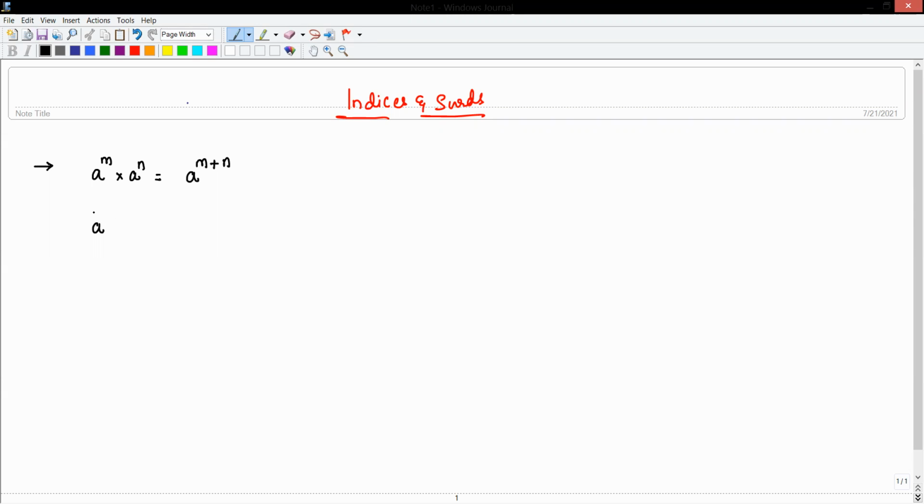a power m into a power n is equal to a power m plus n. a power m divided by a power n is equal to a power m minus n. Suppose you have three numbers, like a power m into a power n into a power o, you can write a power m plus n plus o.